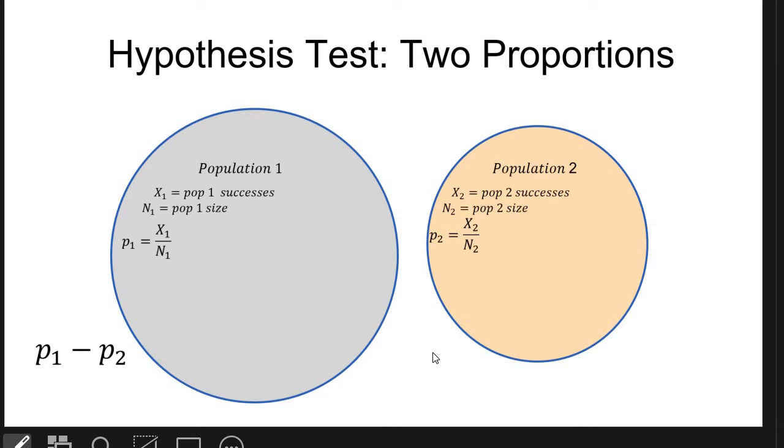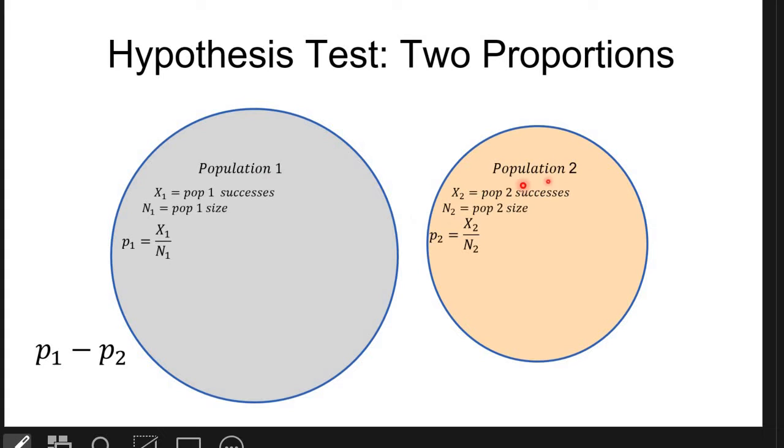Now we're going to run a hypothesis test for two proportions. So I have here my two populations, population 1 and population 2. Within population 1, I have X1 successes from Bernoulli trials out of N1 total elements in this population. So this population has a size of N1, and out of those N1, X1 were successes, for a population proportion P1 of X1 divided by N1. Capital X1 divided by capital N1 means we're talking about the population.